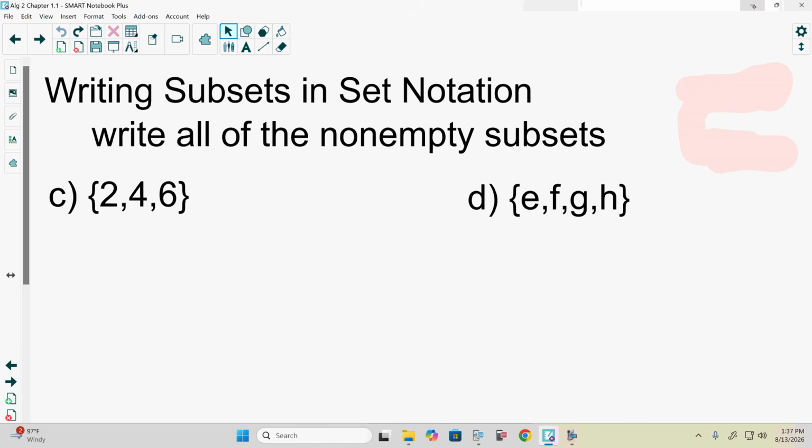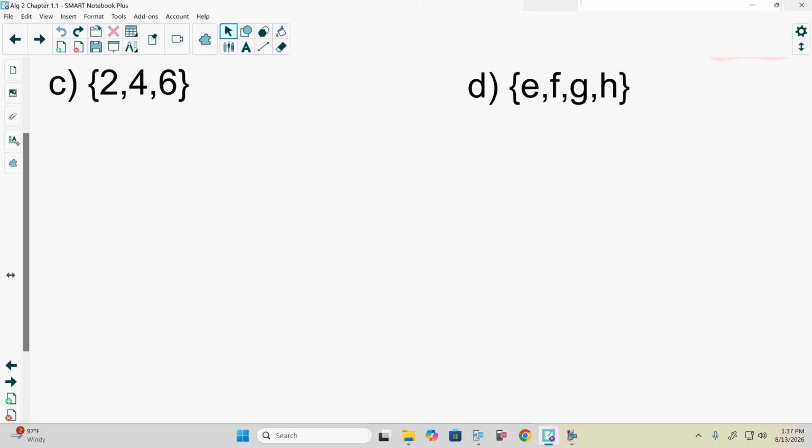I believe we finished these two problems here. Yes, 2, 4, 6, E, F, G, H. Oh, yeah, but I didn't get all of these now. Okay. We ran out of time right on this one, so we can look back at this.